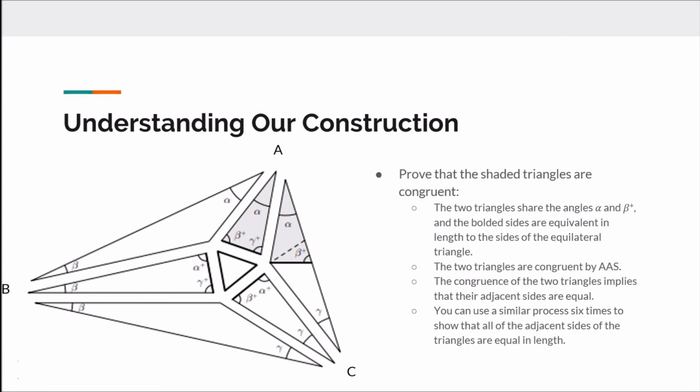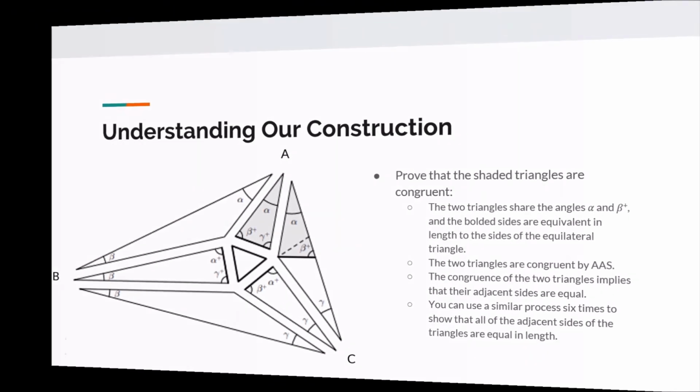We want to prove that the two shaded triangles are congruent. We can see that they both have angles alpha and beta plus in common, along with the base side, which is equal to a side of the equilateral triangle in the center. Therefore, these adjacent triangles are congruent by angle side angle, and their adjacent sides are equal to each other. This process can be repeated 6 times to show that all adjacent edges in the figure are equal, and our 6 triangles will fit comfortably around our equilateral triangle.